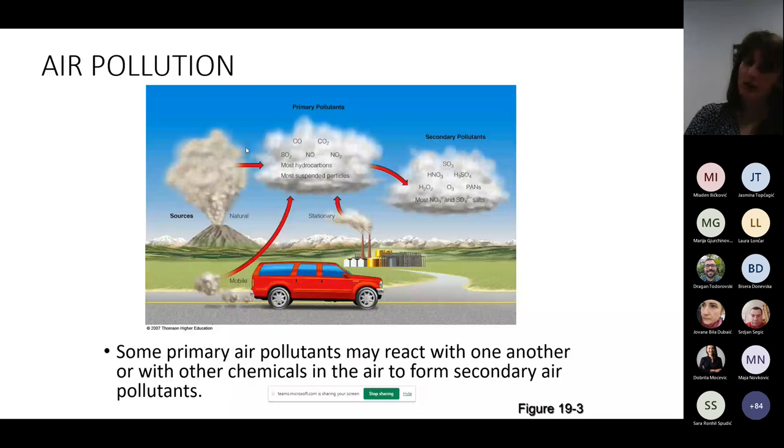Okay, so another burning issue that I would like to talk more about, in the region and globally, is air pollution. And air pollution is always a problem in developing countries because, for example, developed countries have already reached a level that lowered these air pollutants. Some primary air pollutants may react with one another or with other chemicals in the air to form secondary air pollutants. So we are not subjected just to primary pollutants. Be aware of the fact that secondary pollutants are formed constantly in the atmosphere, and we are subjected to those as well.